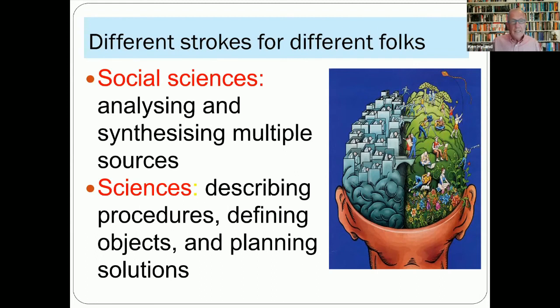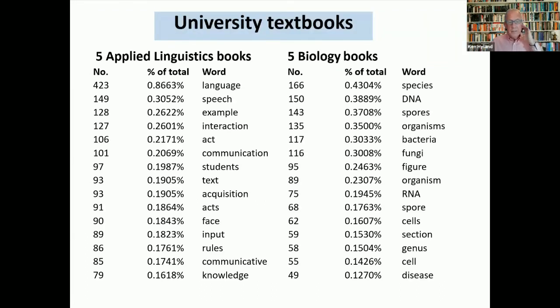More obviously, I guess, disciplines have different ways of talking about things. So they name and describe the world in very different ways. This is a quick analysis of 5 first-year university textbooks in linguistics and 5 in biology. And we can see that students encounter totally different content words. It's a different language.